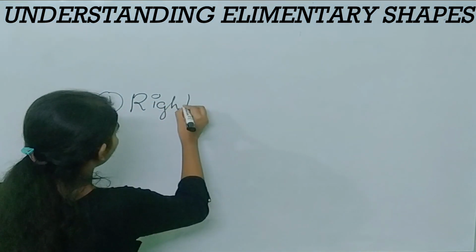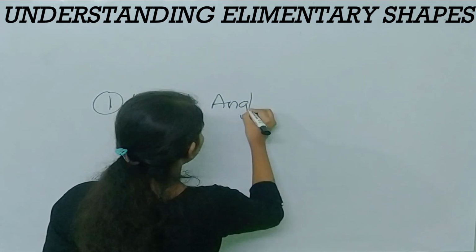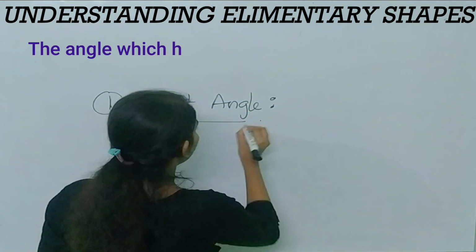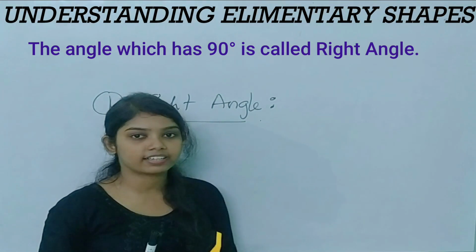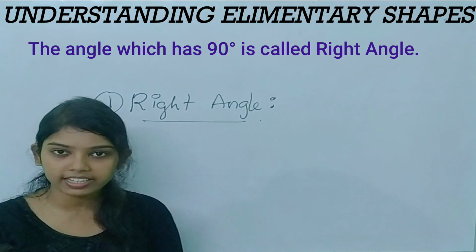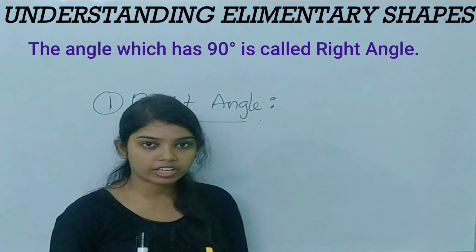So what is a right angle? The angle which is of 90 degree is called a right angle, or an angle which comprises 90 degree is called a right angle. Okay.